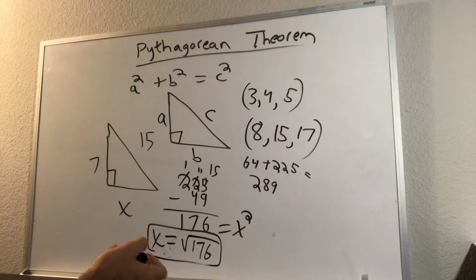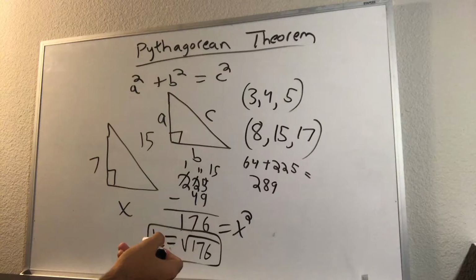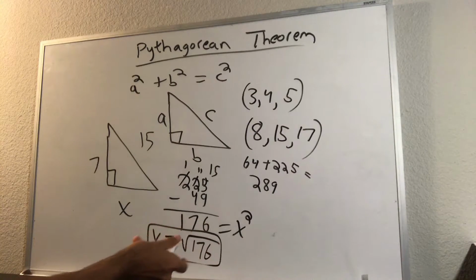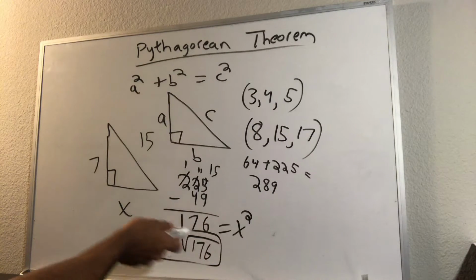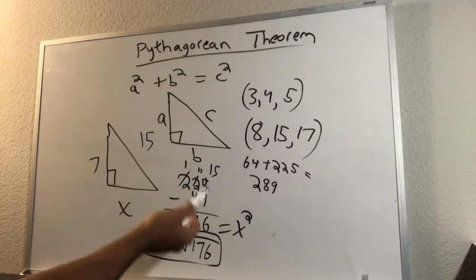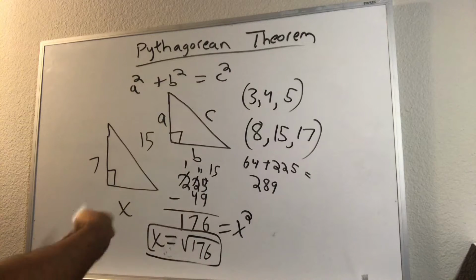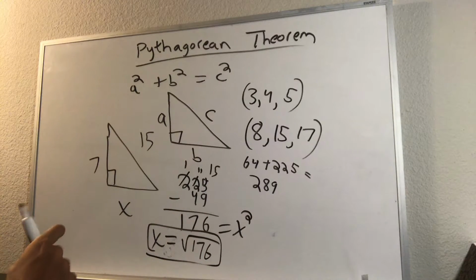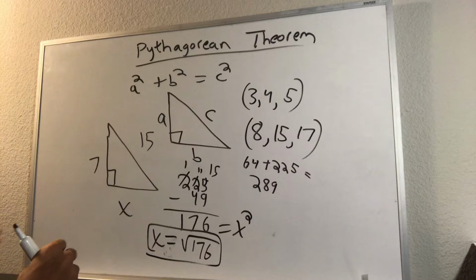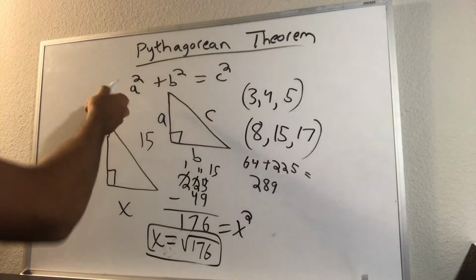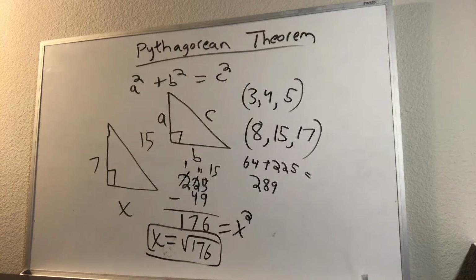You want to verify this? You do the square of the square root of 176. Again, a square root and a squaring undo each other. So squaring this gives 176, plus 49 gives us 225, which is the square of 15. Therefore, this satisfies the Pythagorean theorem. So these are some basic problems that you should keep in mind, and you're just substituting the values into this formula.